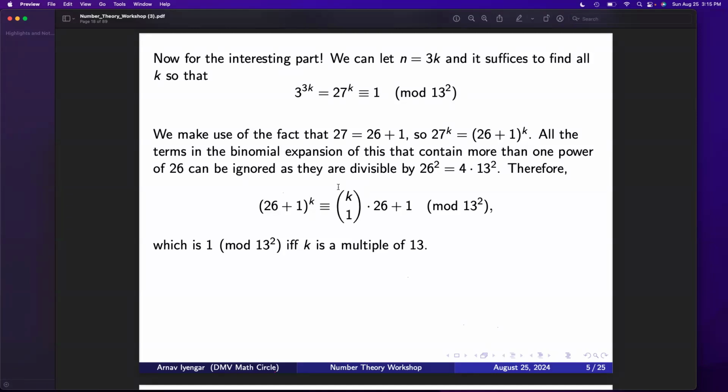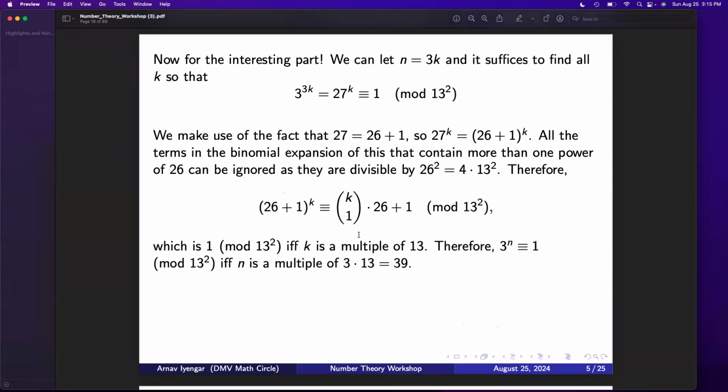Now what does this imply about n? If k is a multiple of 13 and n equals 3k, you can say in the chat. I assume you meant 39 divides n. Yeah, so 39 has to divide n because 13 divides k and n is equal to 3k.